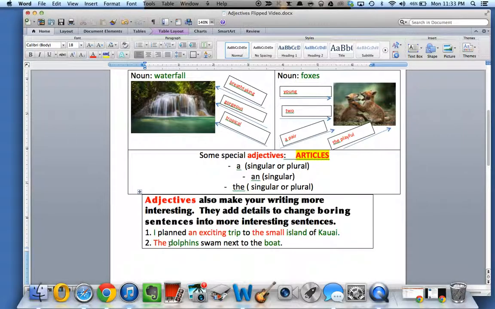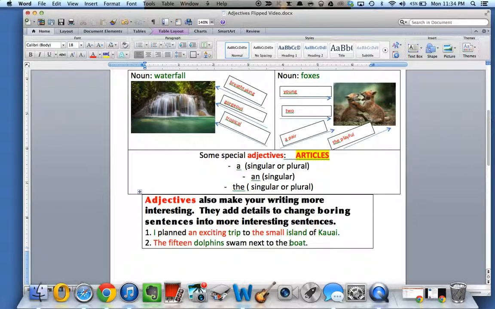What kind of dolphins or how many dolphins? Let's do a how many. I know there's more than one. So let's come up with a number. The 15 dolphins. That's a number. That's an adjective. The 15 dolphins swam next to the boat.